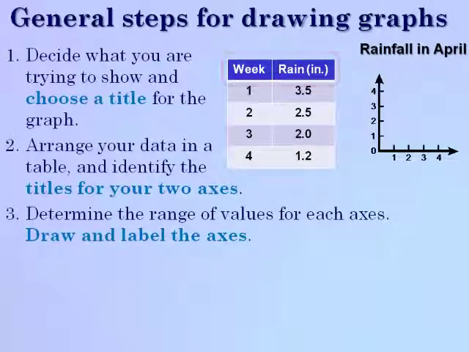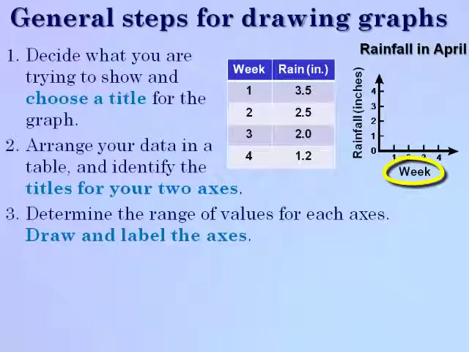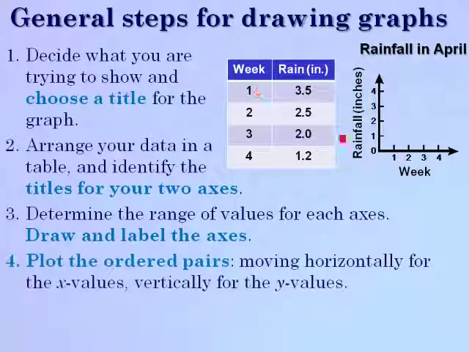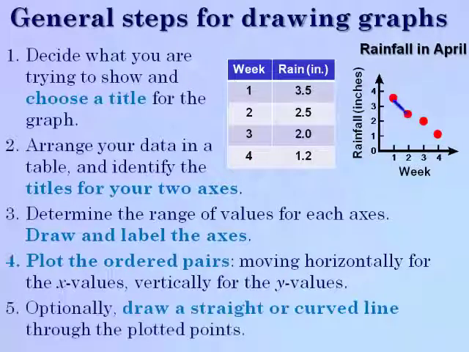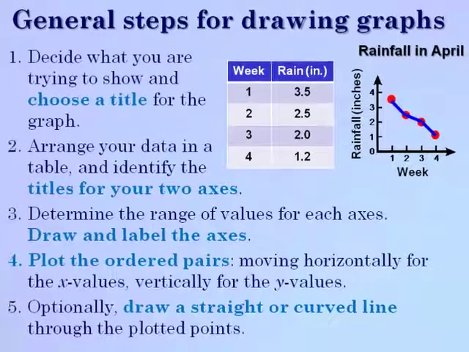We determine which one should be X and which one should be Y. We're going to label week as the X-axis and rain as the Y-axis. We'll plot the ordered pairs one at a time, going over X values and up Y values. And we'll draw a straight line or perhaps a curve through the plotted points. Sometimes you just draw what we call a best fit line if we expect a linear relationship.